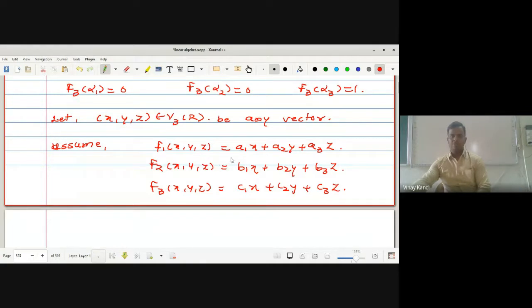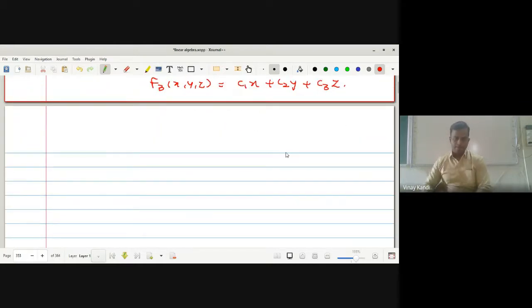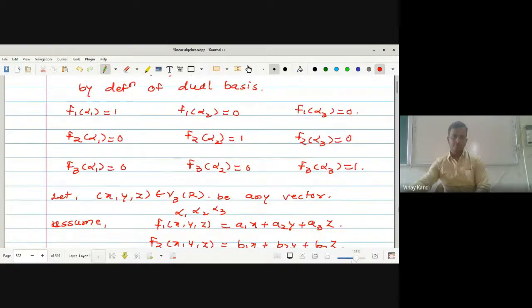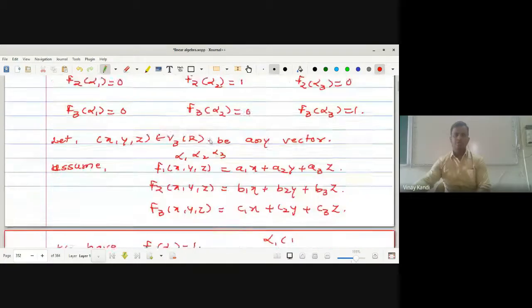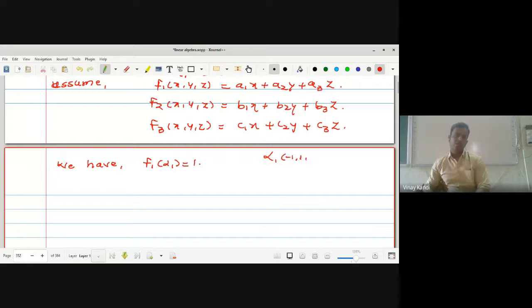Okay, first determine f1. Put alpha 1, alpha 2, alpha 3. We get three equations in three unknowns. f1 alpha 1 is 1, f1 alpha 2 is 0, f1 alpha 3 is again 0. So here we get three equations in three unknowns. I will solve one, and the rest you solve. We have f1 alpha 1 is equal to 1. What is alpha 1? (-1, 1, 1).